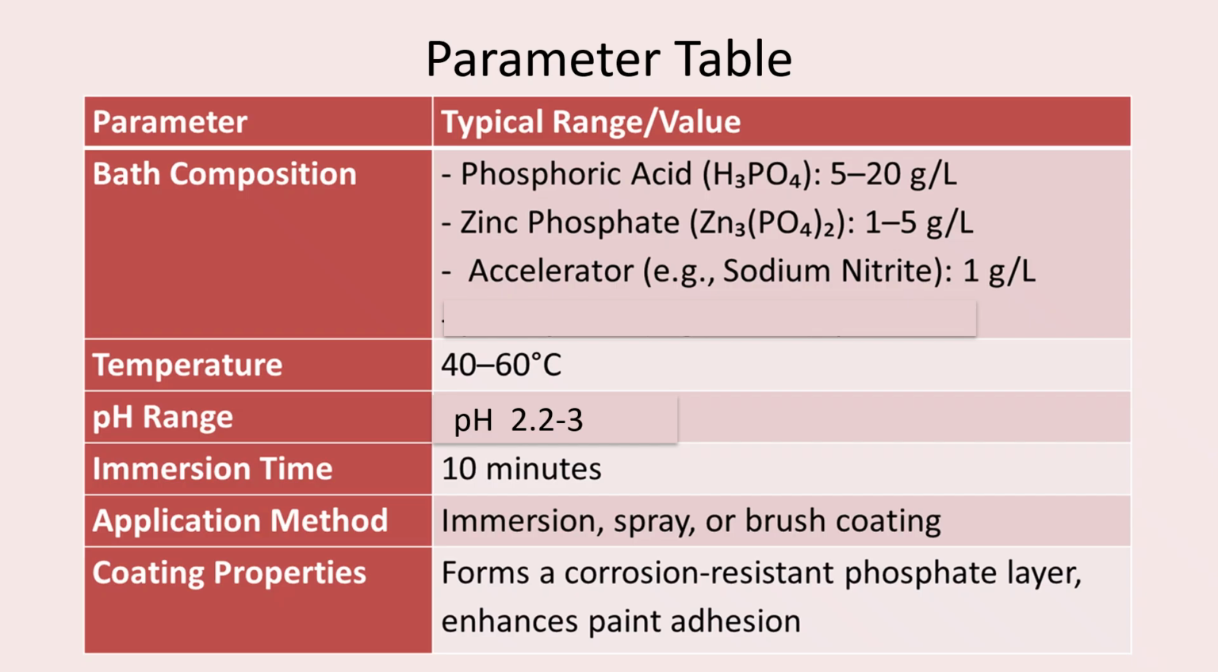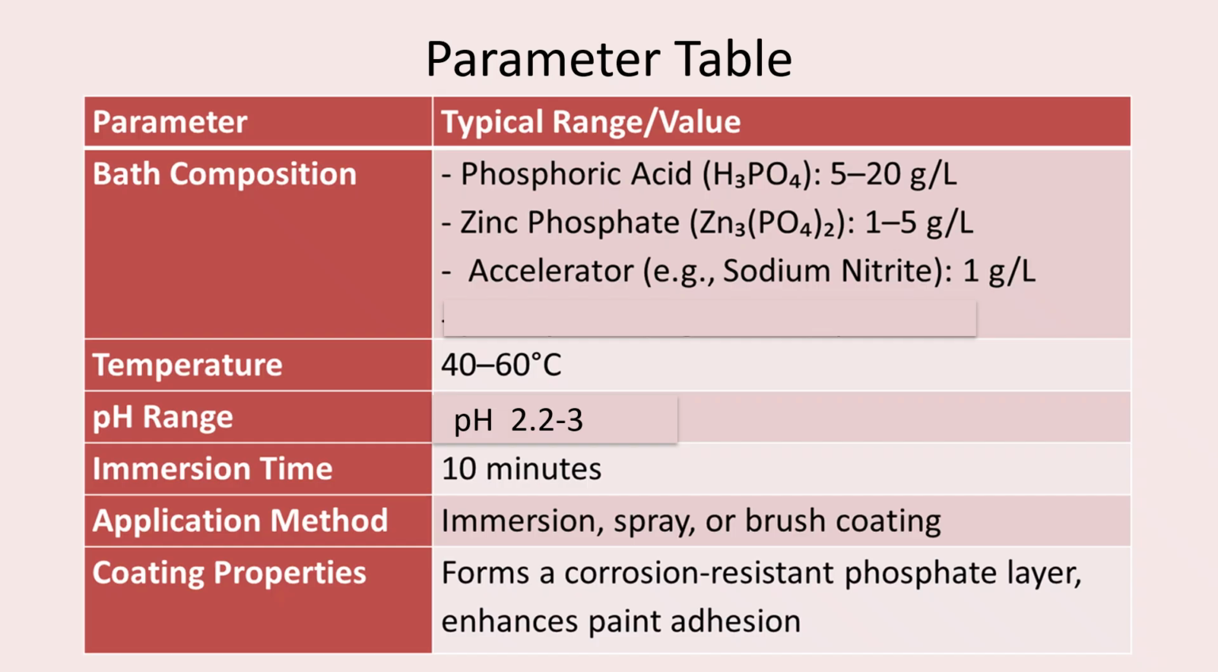Let us see the bath parameters. This bath consists of phosphoric acid, typically 5 to 20 gram per liter, and zinc phosphate ranging from 1 to 5 gram per liter. The accelerator used is sodium nitrate, about 1 gram per liter; a little bit we add to accelerate the process. We need to maintain a pH of 2 to 3, so accordingly we add phosphoric acid, which becomes the pH adjuster.